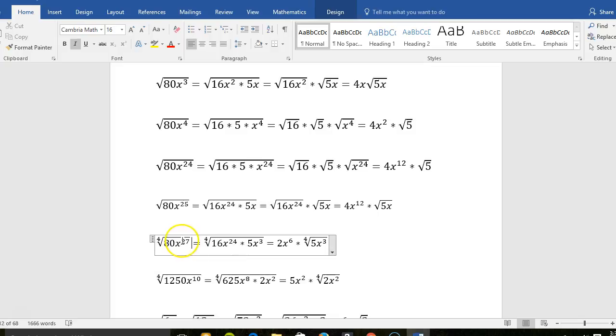But now the biggest multiple of 4 that is below 27 is 24. So I break up 27 into 24 plus 3. So x to the 24th here, x to the 3 here. And I put the 16 and the x to the 24th together because they're perfect fourth powers. And I put the 5 and the x cubed together because they're not. Notice this is all multiplication. It's 16 times x to the 24th times 5 times x cubed. But anyway, the 16 comes out as a 2 because I'm not doing the square root, I'm doing the 4th root of 16. And I do 24 divided by 4, which is 6. And then times the 4th root of the stuff that could not come out. And there's that.